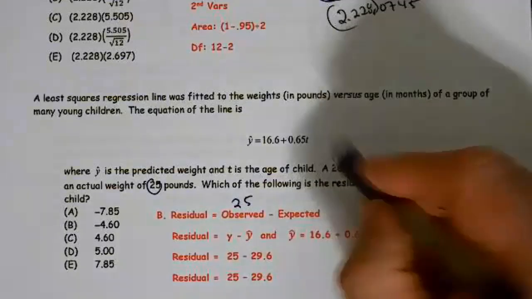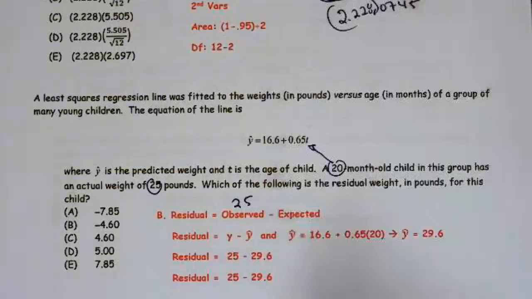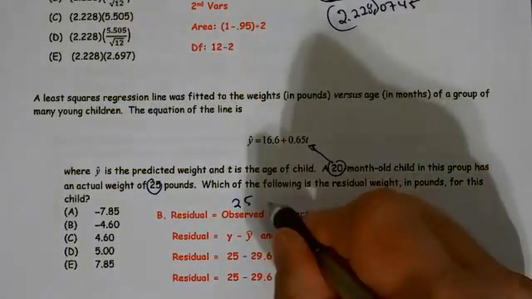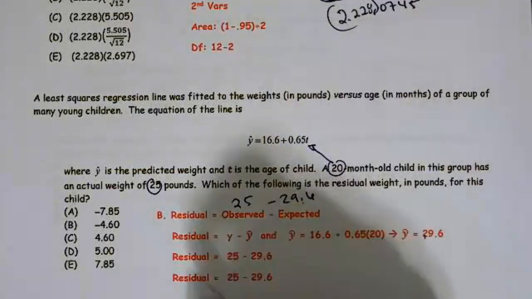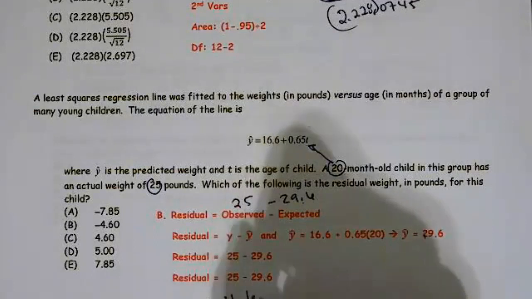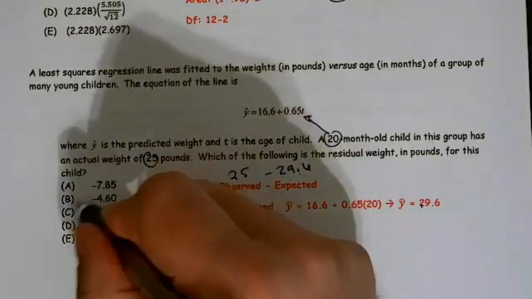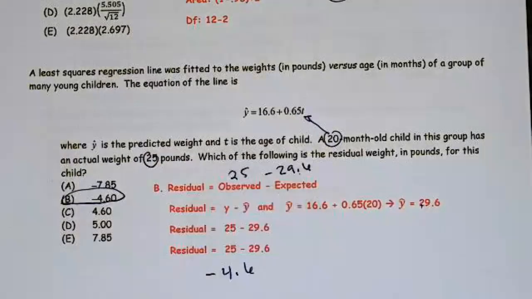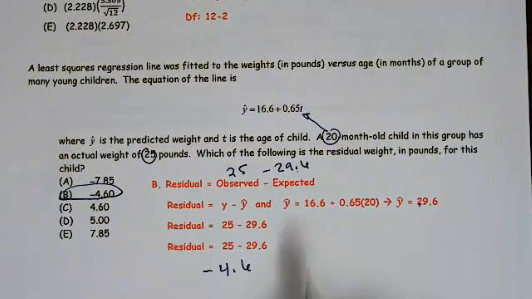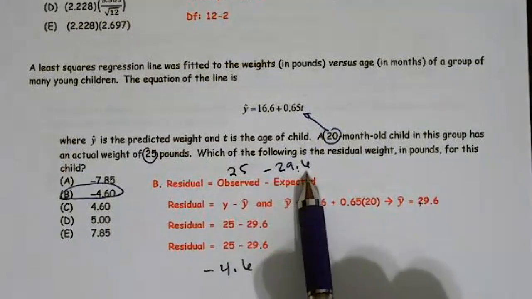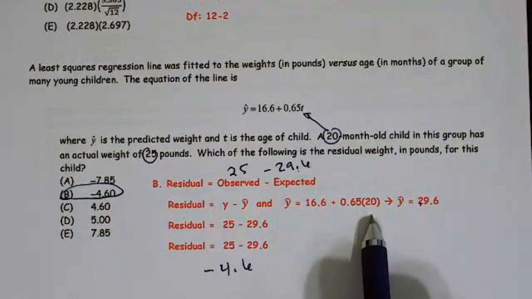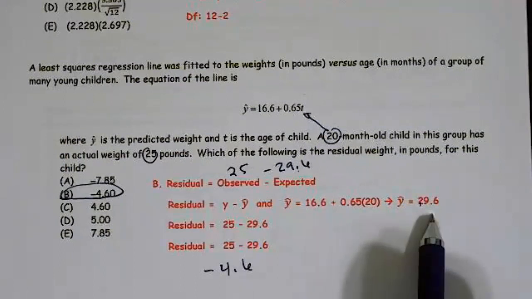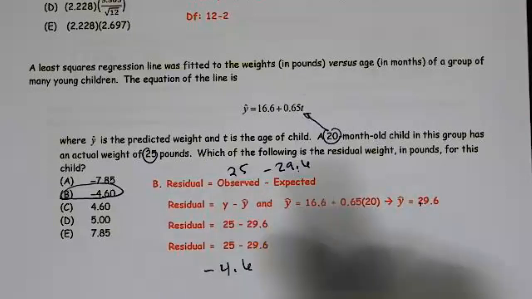We have a 20-month-old child, so I'm going to plug that in for the age. When I calculate that, I get 29.6. So 25 minus 29.6 is negative 4.6. So my answer choice is B. Be careful, because remember, it's observed minus expected. In this case, my observed was less than what I expected. I expected 29.6, but I only had 25.